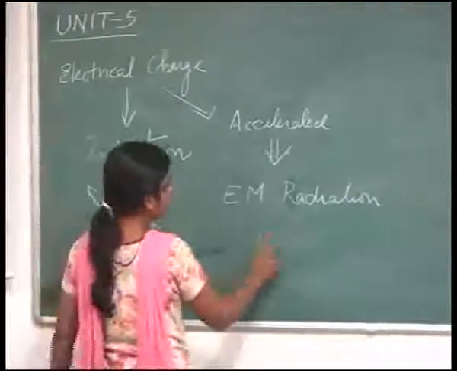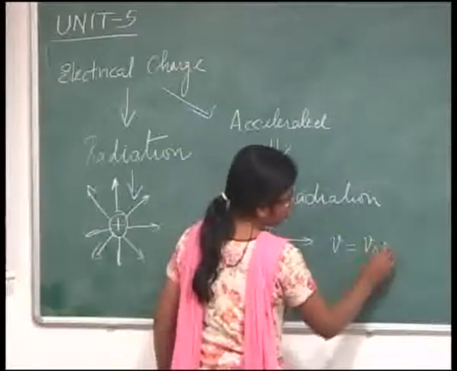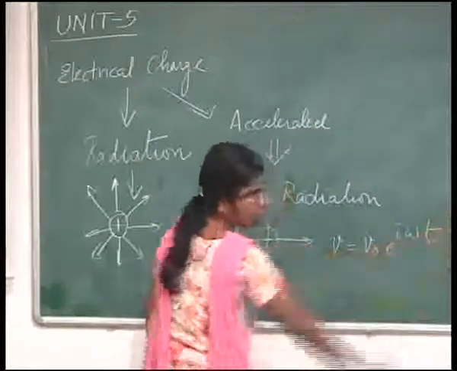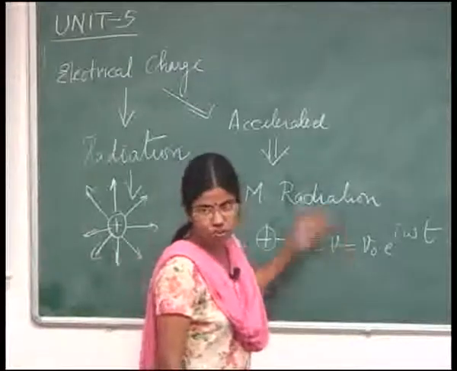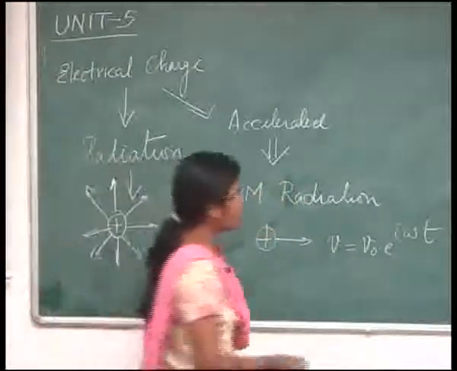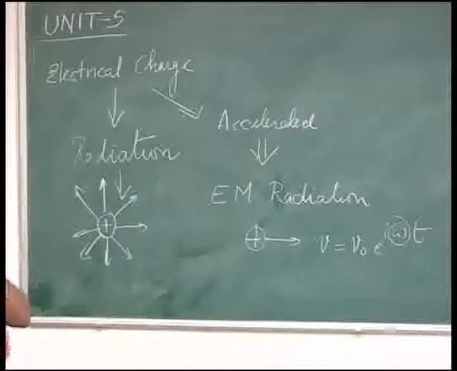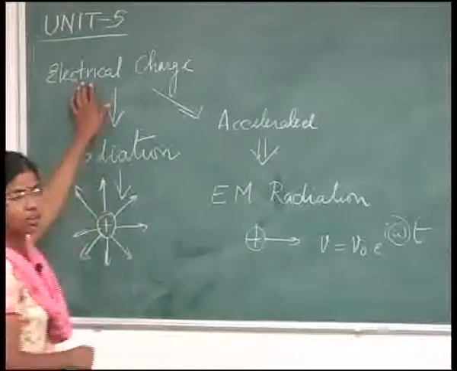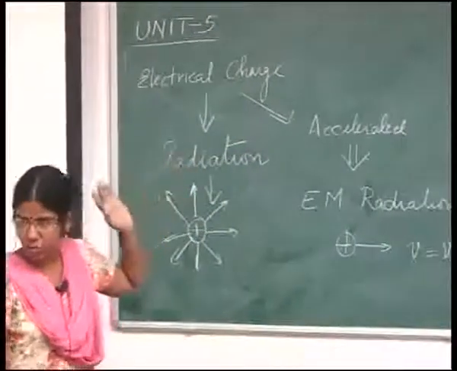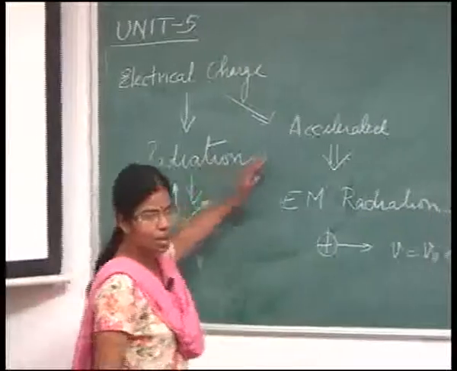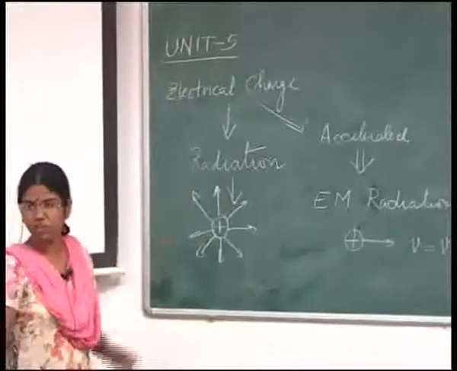But if this charge starts to move at velocity v equal to v naught e to the power i omega t, okay, this is an oscillatory motion, and such motion would give rise to electromagnetic radiation depending upon what this frequency is. So, electrical charge is the heart of electromagnetic radiation or EM field theory. If there were no charge, there would have been no radiation. I was telling you that every matter has got atoms, and atoms have got protons and electrons, as primary carriers of positive and negative charge.